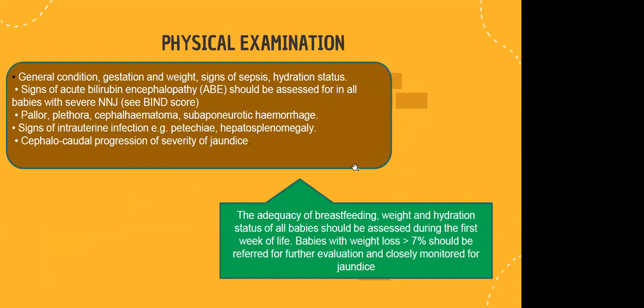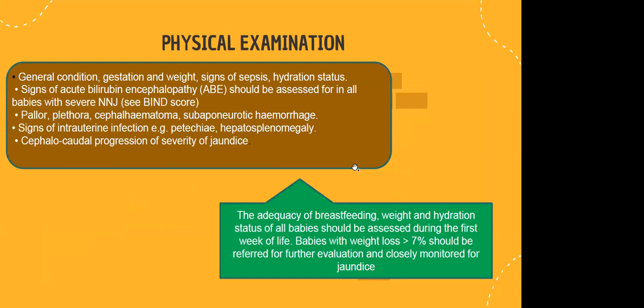Okay, then we go to the physical examination. Usually for jaundice, we can observe the jaundice easily by blanching the skin with one finger. The jaundice will tend to start on the head, cephalocaudal, meaning the head and face, and then spread down to the trunk and also the limbs.